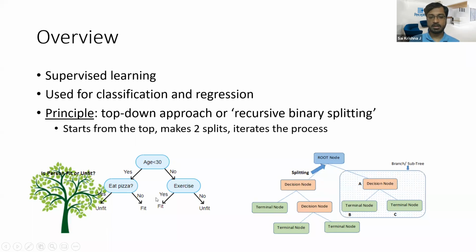And any particular section, so this entire thing is called a decision tree. This particular section has one decision node and two terminal nodes. So this particular portion with these nodes is called a branch or subtree, what you see over here. Okay, so this is the basic thing about decision trees. I will proceed to explain how we actually build this tree, but any questions here so far? Okay, let me move on.